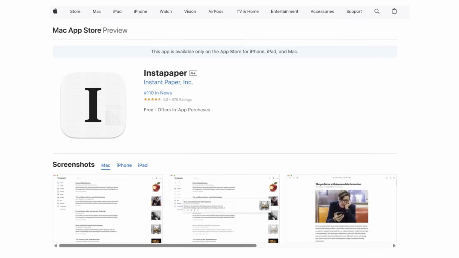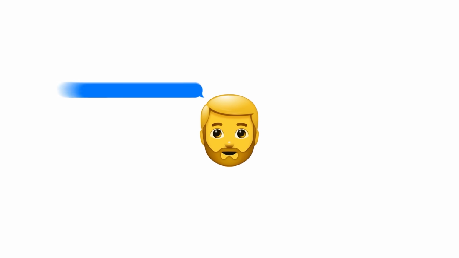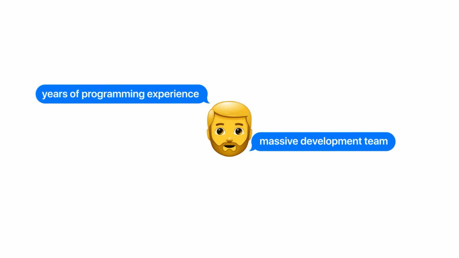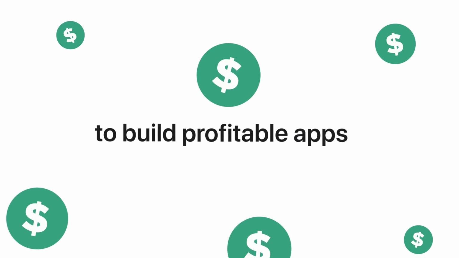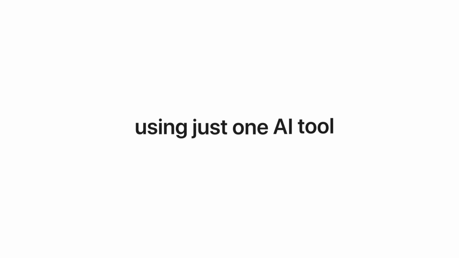What if I told you that this single page app in the App Store is quietly generating $60,000 every month, and I just built the entire thing without writing a single line of code? Now look, everyone thinks you need years of programming experience or a massive development team to build profitable apps. But in this video, I'm gonna show you exactly how I reverse engineered a $60,000 per month app using just one AI tool. And you too can copy this exact process.